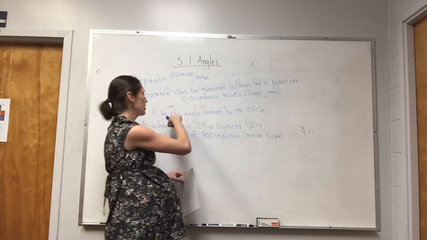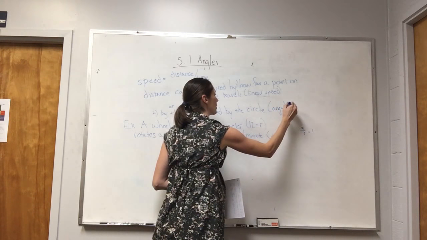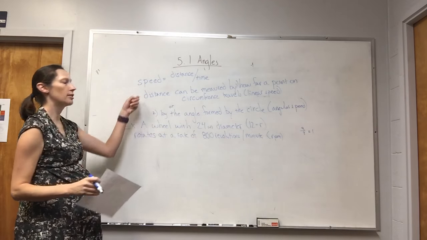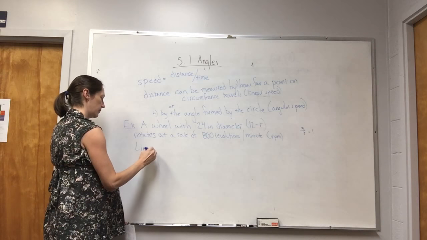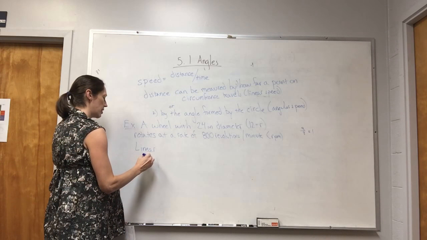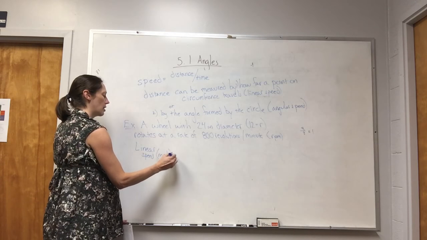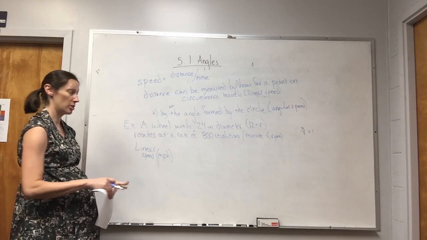I did forget to define this one. The angle formed by the circle is called angular speed. And for this particular wheel, we're going to find both the linear and the angular speed. So for linear speed, if I want to get a good sense for what's going on here, I'm going to figure out the linear speed with the units miles per hour. Okay, so where are we going to start?